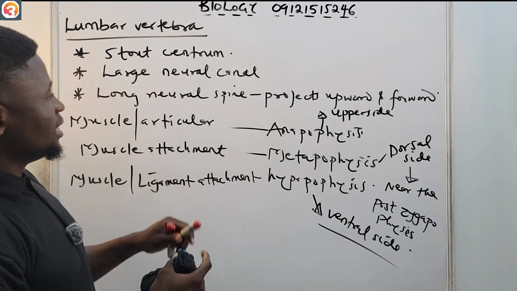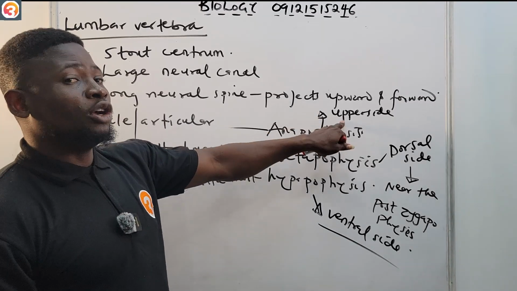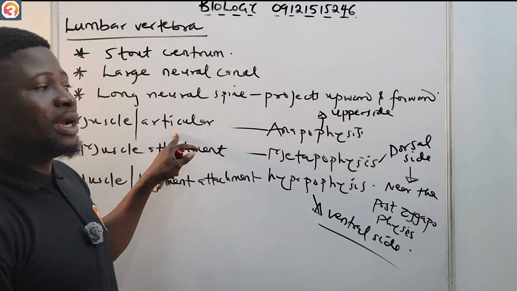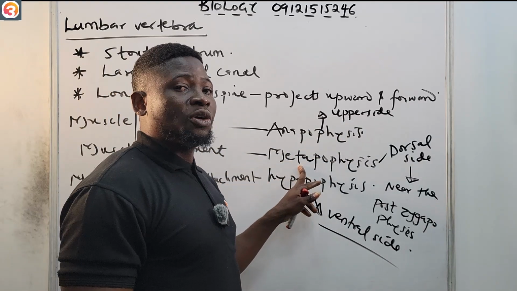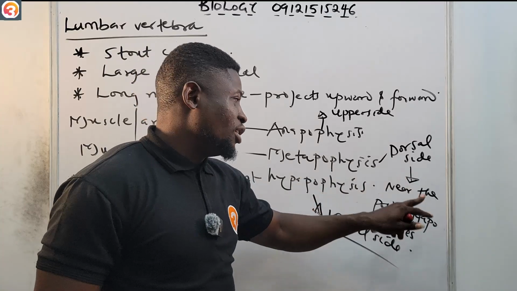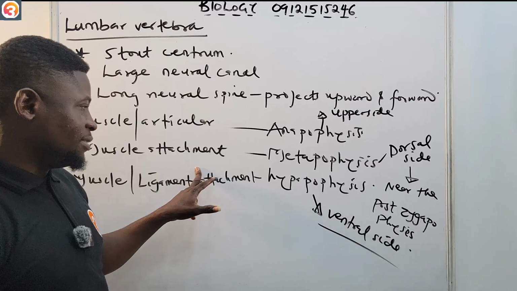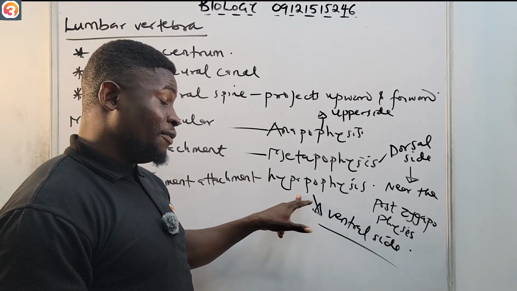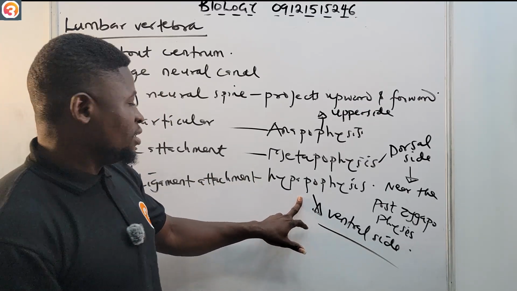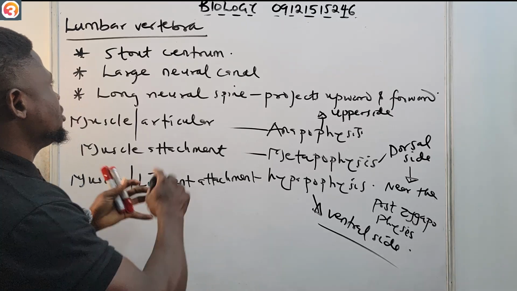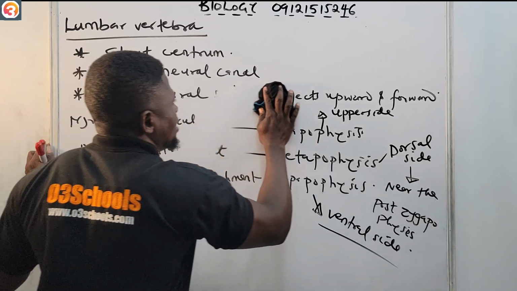So we have three unique processes: the anapophysis, located at the upper side of the vertebral arc, for muscle or articular attachment; the metapophysis, located at the dorsal side near the post-zygapophysis, for muscle attachment; and the hyperpophysis, located at the ventral side, for muscle or ligament attachment. Now let us move quickly to the sacral vertebra because of time.